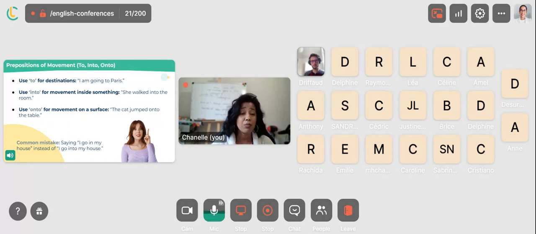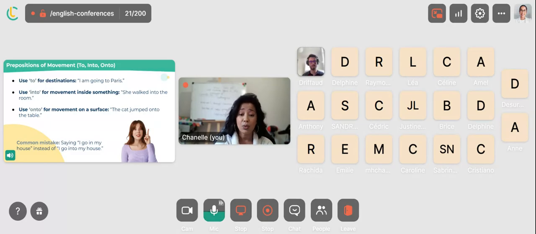For prepositions of movement, we use to for destinations. For example, I am going to Paris. Another good way to remember when to use to is with verbs of movement. For example, I go to the restaurant. I walk to the restaurant. I drive to the restaurant. If your verb is showing movement, déplacement, you will always say to.